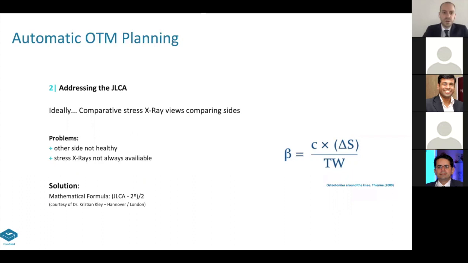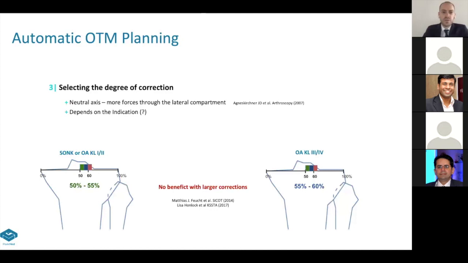So the next step is to select the degree of correction. We know that with a neutral axis, there are already more forces going through the lateral compartment, and some surgeons defend that the degree of correction should be adapted to the indication. So if you have a SONK or an osteoarthritis grade 1 or 2, maybe you don't need to go over 55%, for example. And if you have an osteoarthritis grade 3 or 4, maybe we can go up to 60 or 62%. It seems there are some papers showing that there is no benefit with larger corrections. So what we give you here is the decision on where you want the new joint line weight-bearing line to go through, okay?